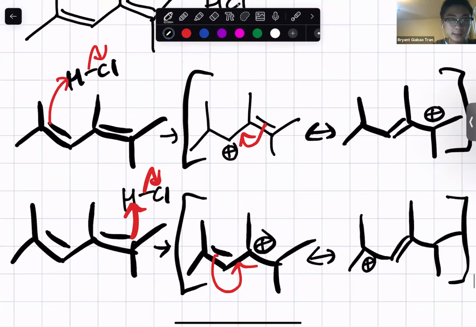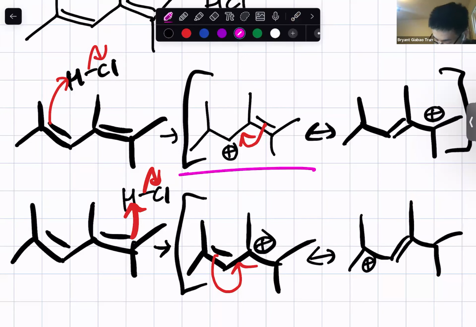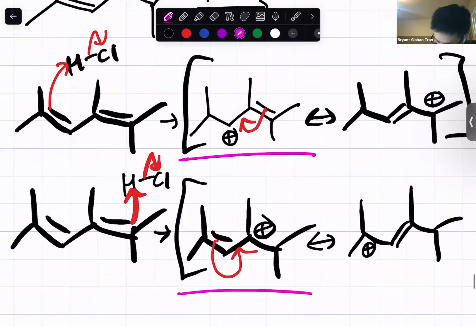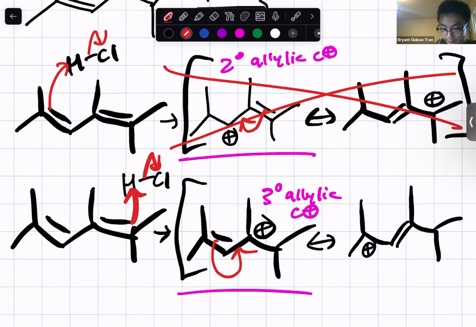Okay, now let's eliminate the less stable set. We eliminate that by first looking at the first carbocation that is formed. This is the first carbocation that is formed for that set. This is the other carbocation that is formed in that set. Right, so this is a tertiary allylic carbocation. This is a secondary allylic carbocation. Since this is more stable, we are going to eliminate that set right there because this set came from the more stable carbocation.